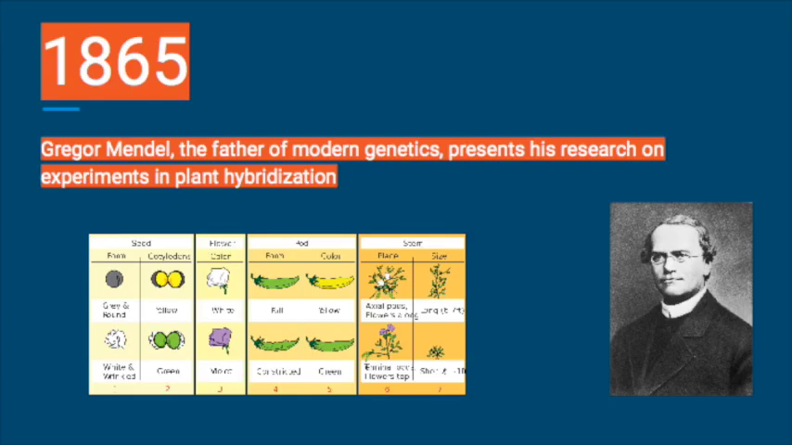For example, when he crossed yellow peas with green peas, all the offspring peas were yellow, but when the offspring reproduced, the next generation was 3/4 yellow and 1/4 green. Mendel's work showed that what we now call genes determine traits in predictable ways.